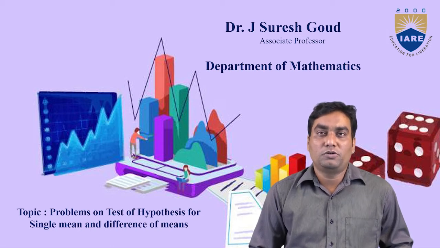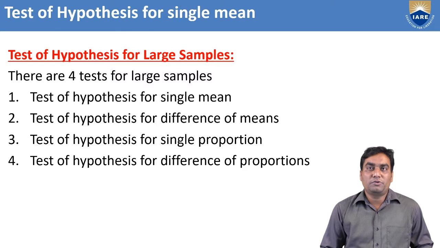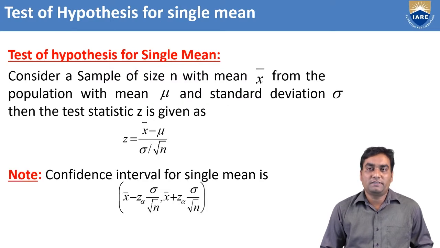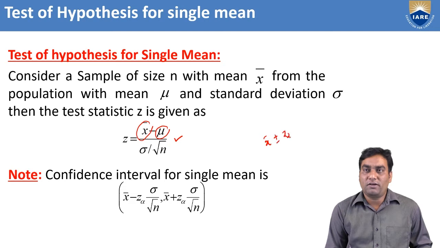Today we are going to discuss problems on test of hypothesis for single mean and difference of means. As we have discussed, the formula of test of hypothesis for single mean is Z equal to x bar minus mu by sigma by root n, where x bar is mean of the sample and mu is mean of the population. Sigma is standard deviation of the population, n is sample size. And the confidence interval for single mean is x bar plus or minus z alpha into sigma by root n.